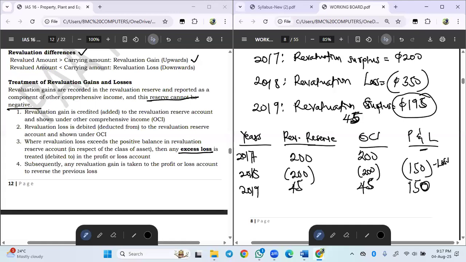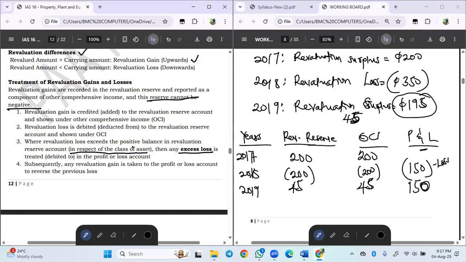Note this, even if it's motor vehicle, let's say you have motor vehicle and plant, the revaluation gain of plant cannot be used to offset the revaluation loss of motor vehicle. If it is motor vehicle, then we are dealing with revaluation surpluses and revaluation losses of only motor vehicle. That's why we said the same class of assets, in respect of the same class of what?